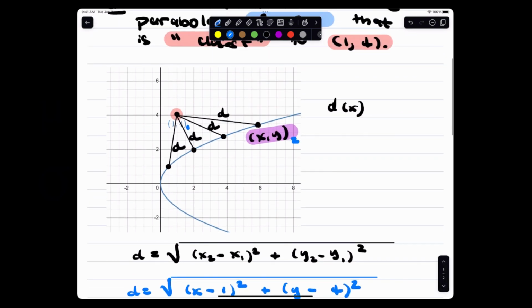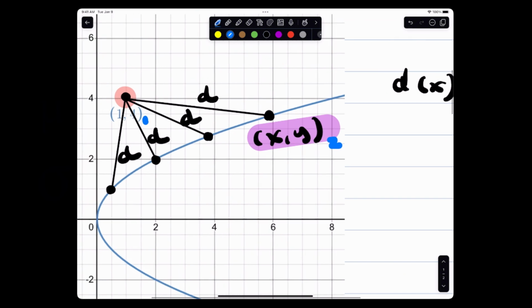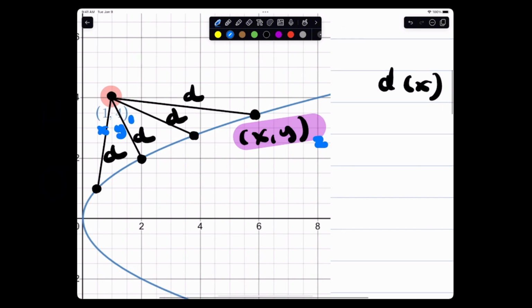So you might say, where does that all come from? Right here. Okay, this is for 1, 4, this is the x coordinate and the y coordinate. So you have x1 is 1 and y1 is 4, where x2 is x, y2 is just y there. That's your distance formula here.